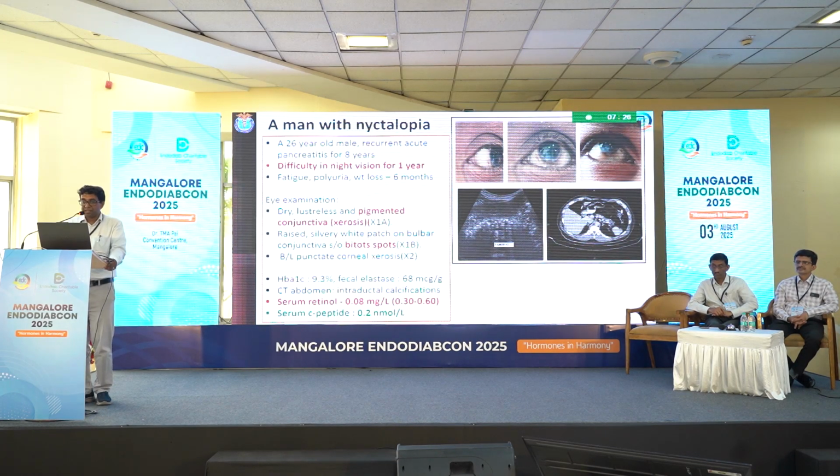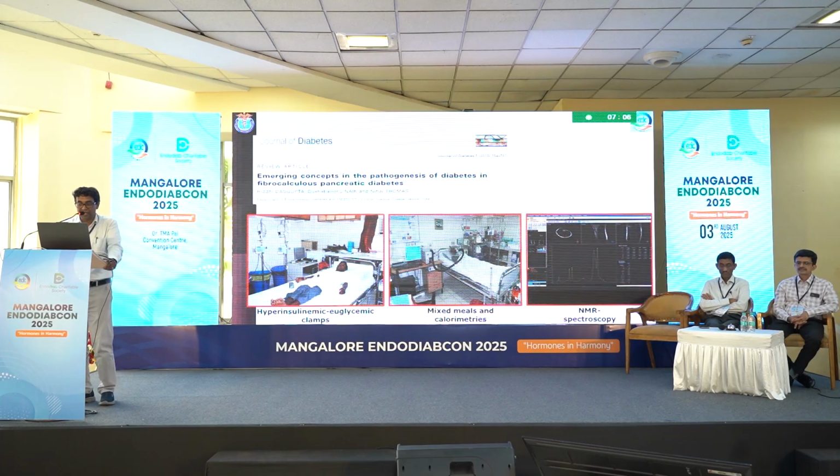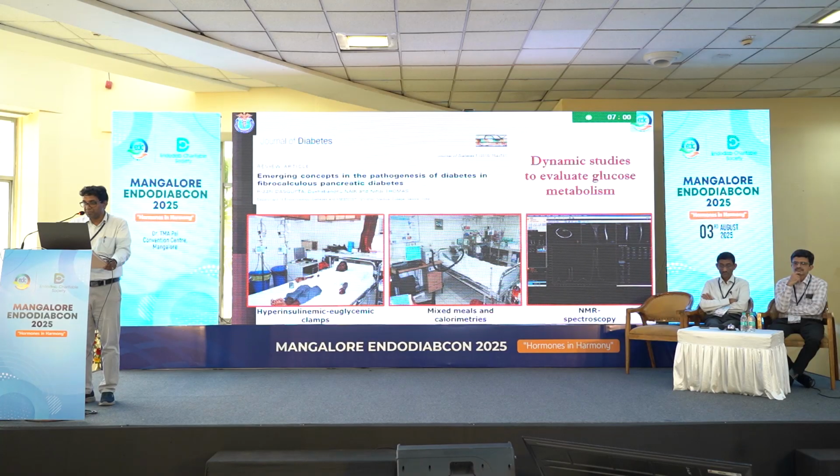A very obvious diagnosis, a 26-year-old male with nyctalopia, along with recurrent episodes of pain abdomen, very low vitamin A levels. Obviously, it's a case of fibrocalcific pancreatic diabetes with WHO grade X2 vitamin A deficiency. Now, we have worked extensively with FCPD during my time at Vellore, and we did a lot of tests, including the mixed meal test, to look at the C-peptide.